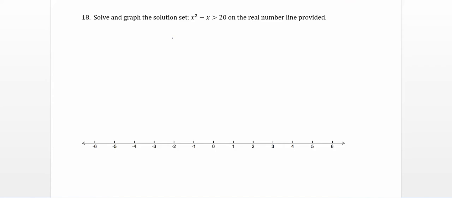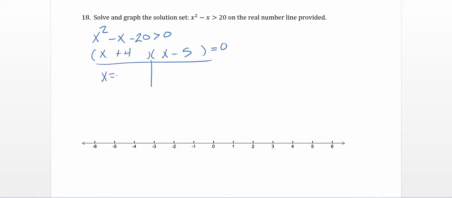So what we want to do is say x squared minus x minus 20 is now greater than 0. We want to figure out when this thing is positive. If you factor this, you'll get x plus 4 and x minus 5. Now, if you set this momentarily equal to 0, you'll find your boundary points. So x is at negative 4 and x is at positive 5.